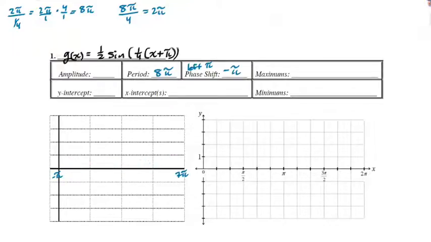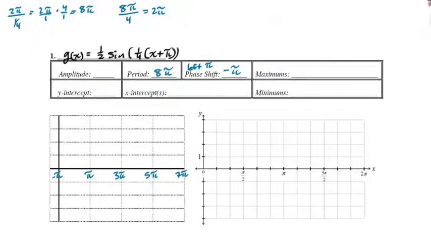What is negative 1 pi plus 2 pi? That is 1 pi. So I'm going to put a pi right there. That's 1 pi. What is 1 pi plus 2 pi? 3 pi. What is 3 pi plus 2 pi? 5 pi. And 5 pi plus 2 pi is 7 pi, so we're in the clear.